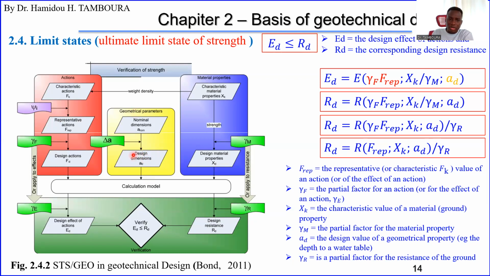And you will obtain the design dimension, Ad. So by introducing all this in your calculation model, analytical, numerical, anything you want, you can get these two, and you have to verify that this design effect of action is smaller than the design resistance. Okay. Normally, this is how it works.